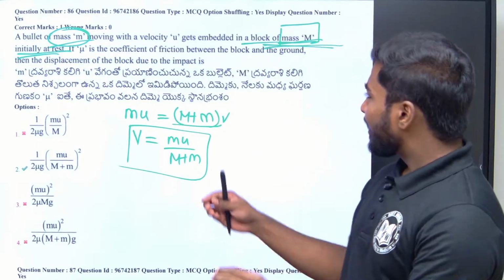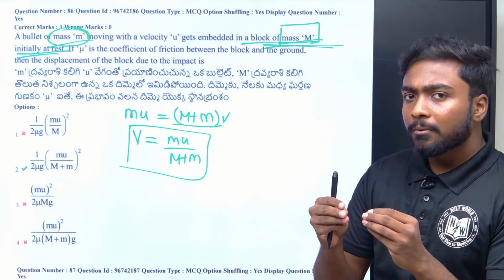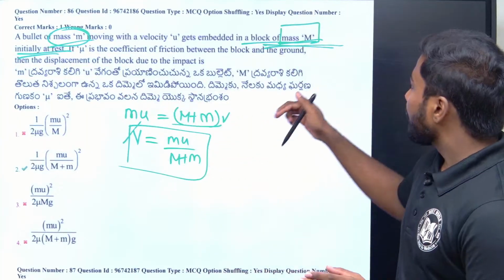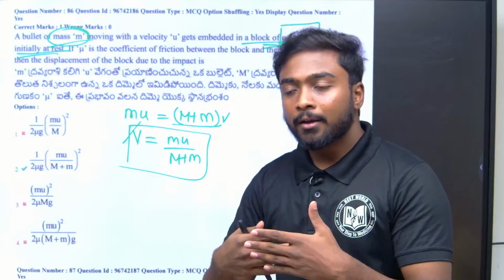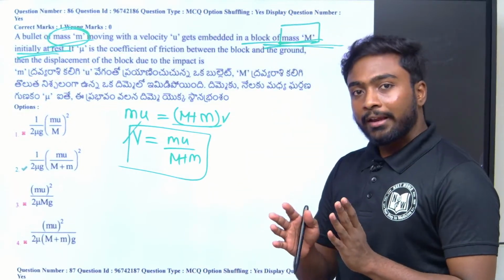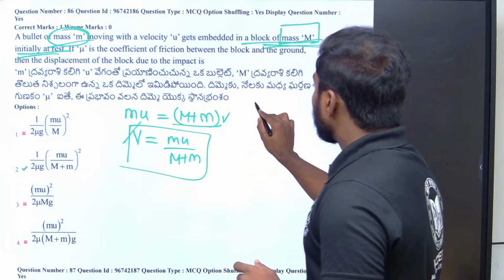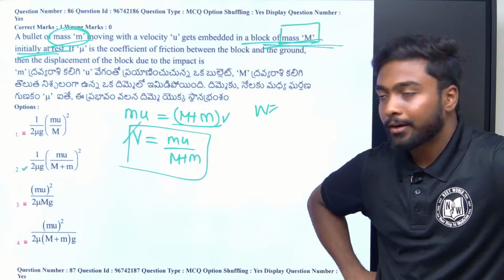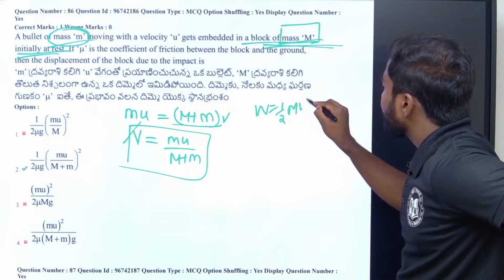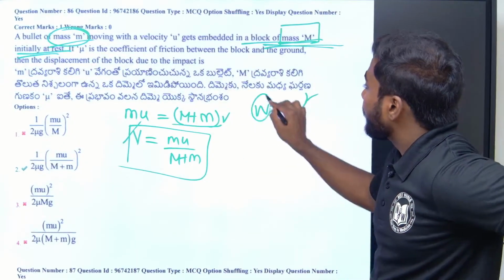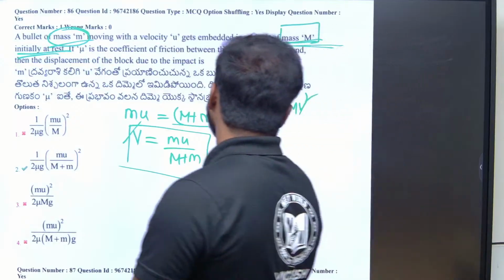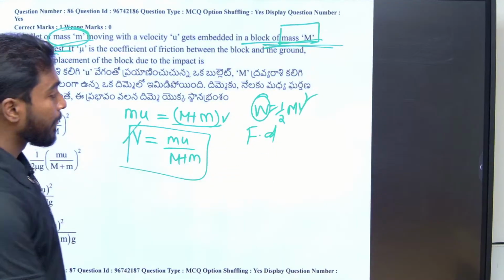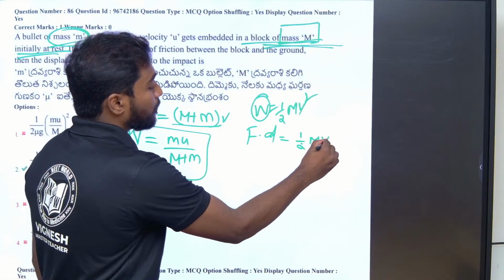Whenever an object is moving, there will be a velocity, right? So that's what we got. When something is hit, in that time work has taken place. What is the work now? It is the change in kinetic energy, so half m v square. What is work done? We know force into displacement, not velocity, force into displacement, is equal to half m v square.